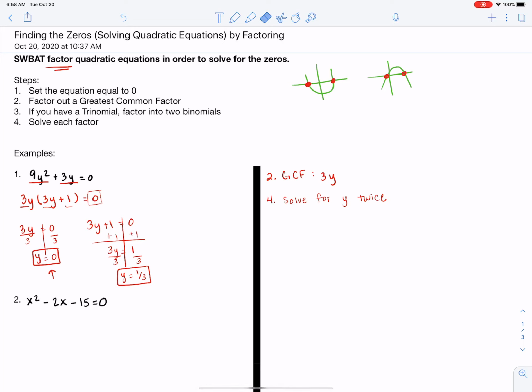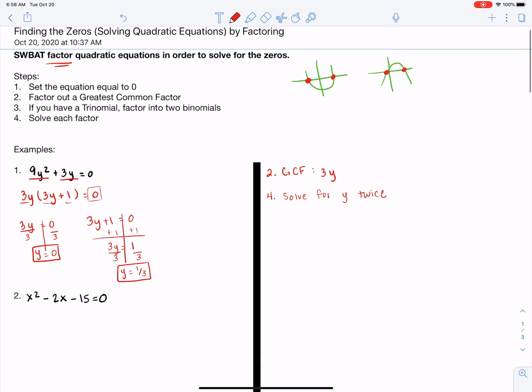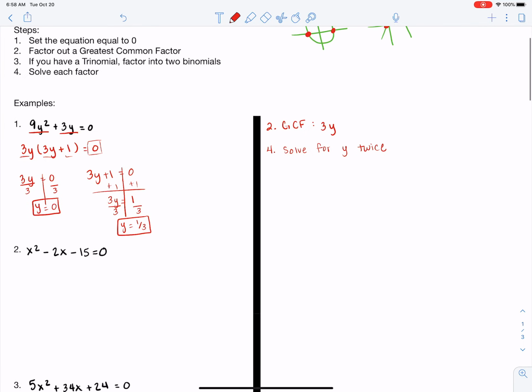All right, question number 2. First step is set the equation equal to 0. Well, my equation already says equal to 0, so I'm fine. Step 2, factor out a greatest common factor. Well, first let's look at all 3 of our terms. The first term is 1x squared. The second term is negative 2x, and the third term is negative 15. If I have a greatest common factor, it needs to be something that all 3 of those terms share.